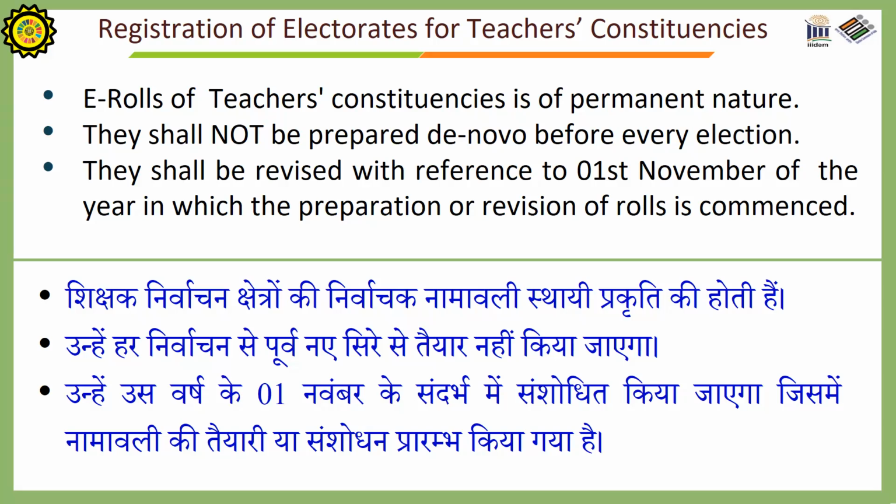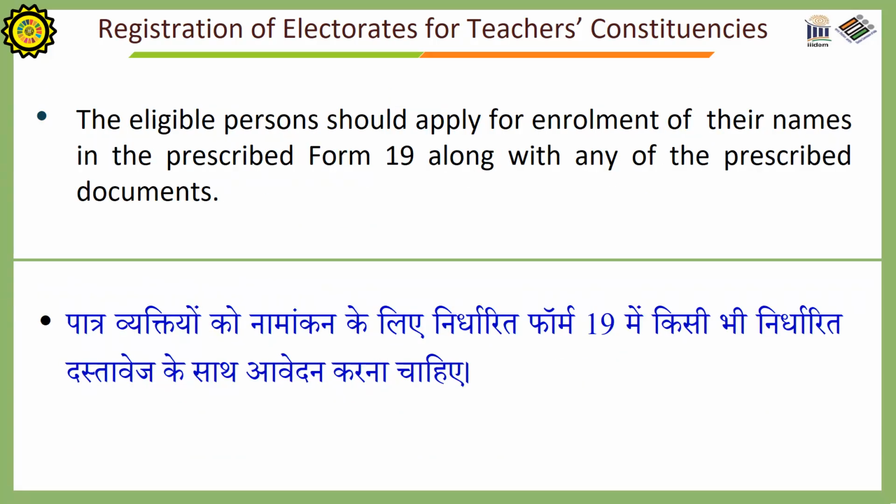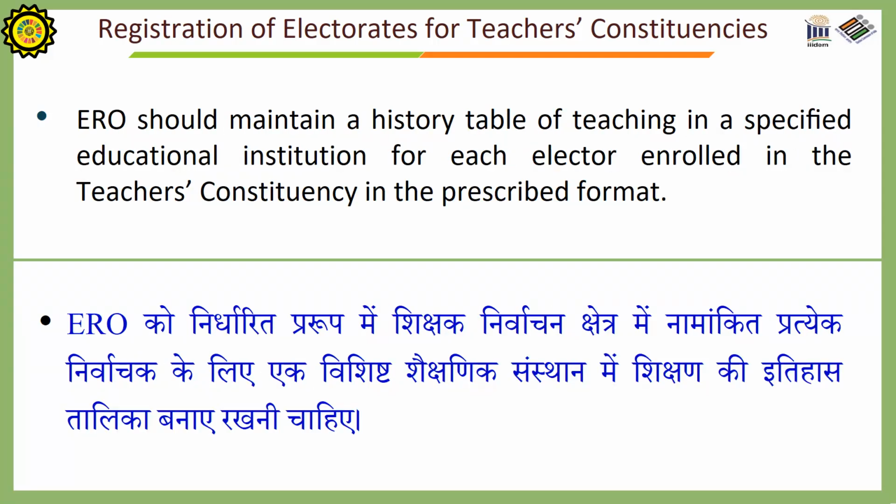Electoral rolls of teachers' constituencies are of permanent nature. They shall not be prepared de novo before every election. They shall be revised with reference to 1st November of the year in which the preparation or revision of rolls is commenced. The eligible persons should apply for enrollment of their names in the prescribed Form 19 along with any of the prescribed documents. ERO should maintain a history table of teaching in a specified educational institution for each elector enrolled in the teachers' constituency in the prescribed format.